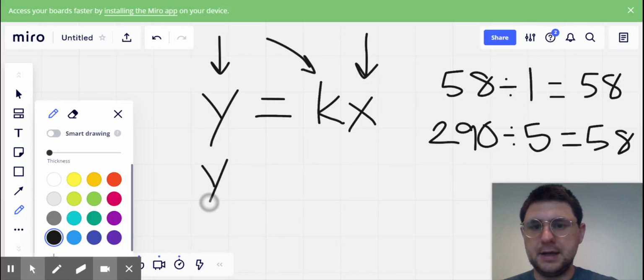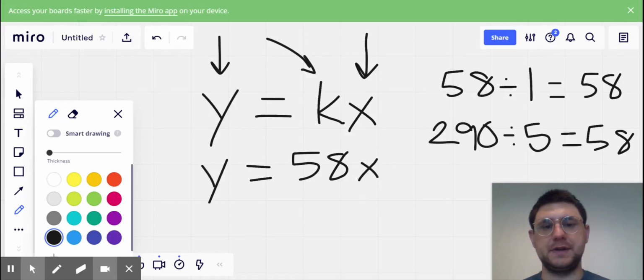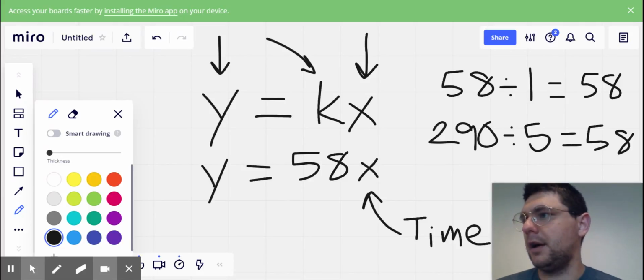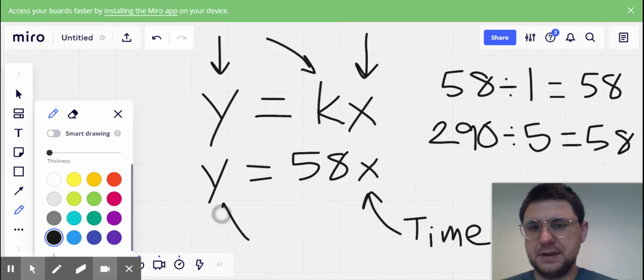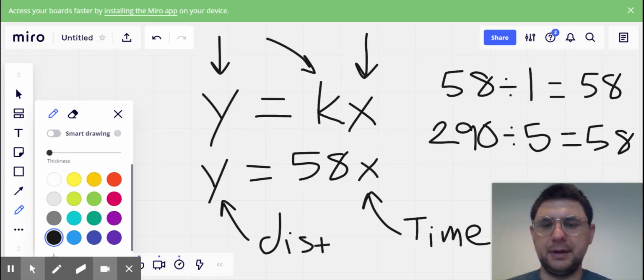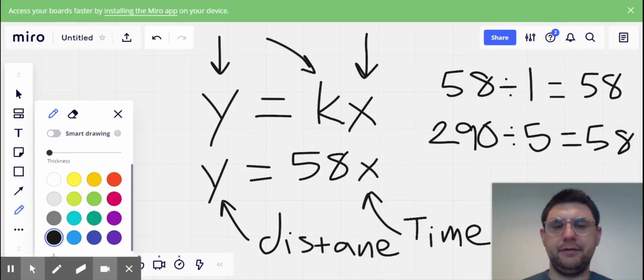So we're going to say y equals 58 times x. And then let's label these real quick. x is the amount of time in seconds. If you take the amount of seconds that the jaguar runs and multiply it by 58, you're going to get the distance on the graph. So this is how to read that. If you take the amount of time in seconds the jaguar runs and multiply it by 58, you're going to get the distance.